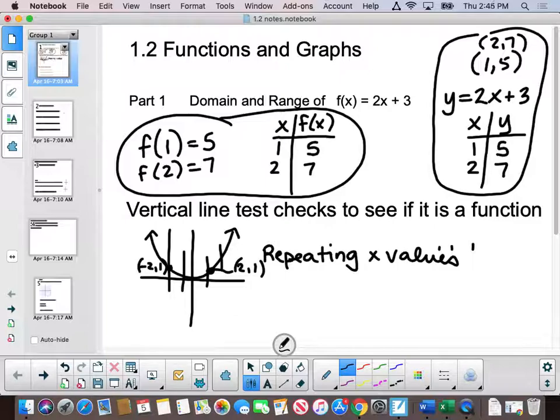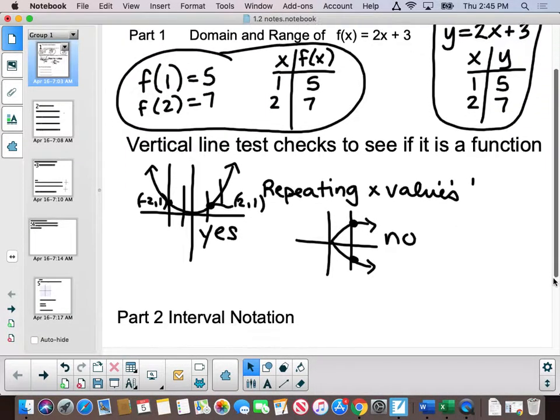A sideways parabola is not a function. This is a function. This is not a function. You can tell because if you plotted this point here and this point, and I asked you what the points were, the x values would be exactly the same, right? So, okay, is that it for that page? Nope, we have a whole bunch of interval notation on this page too.